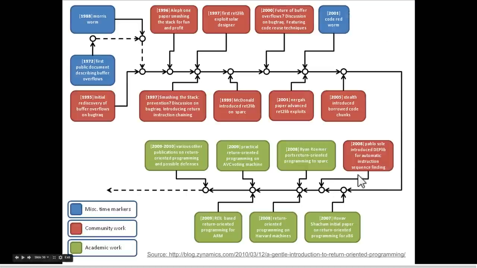And then in 2007, Hovav Shacham introduced return-oriented programming on the x86 architecture in an amazing paper. We're going to talk about this paper a great deal. From there on, this has been the history of advances, and they've all been academic. ROP, until last year, was not really used in publicly discovered malware.